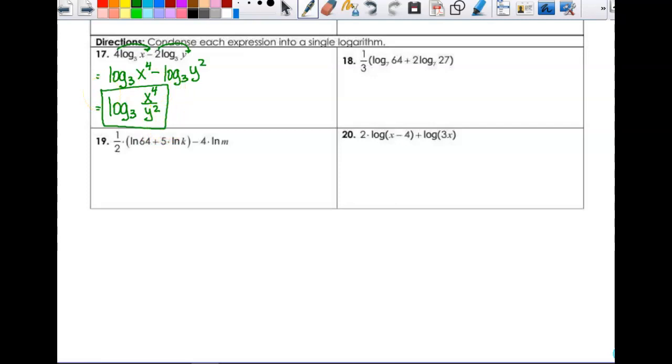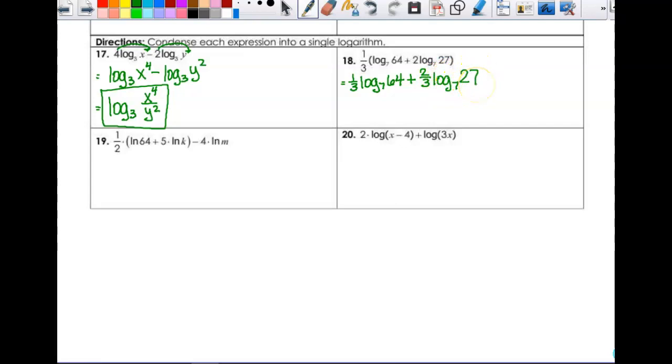All right, so on number 18, I got a couple options. I could combine these first and then worry about the exponent, or I could distribute this. And I think I want to distribute this. This will give me 1/3 times log base 7 of 64 plus 2/3 log base 7 of 27.